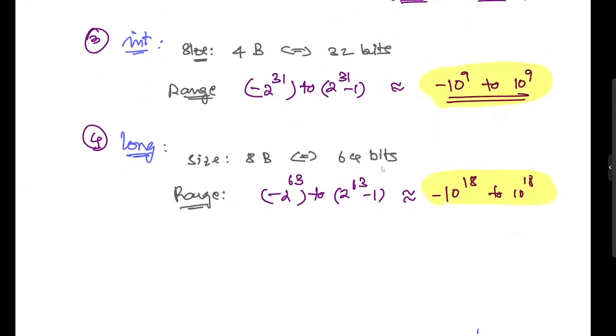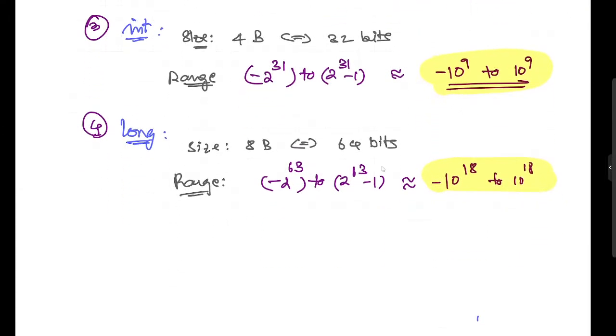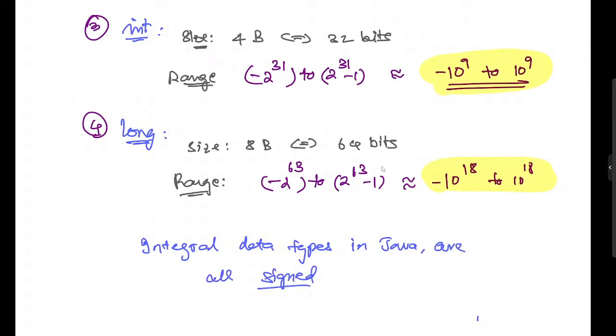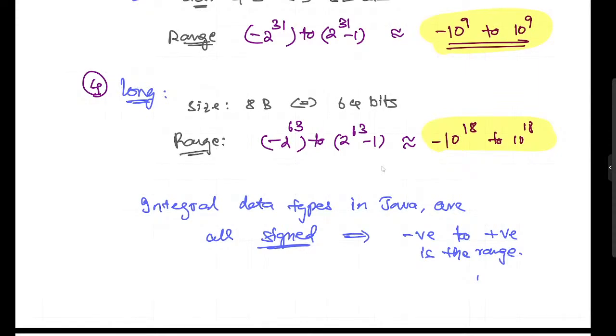And one more note that I want to make here is that all integral data types in Java are all signed. What do I mean by signed? Signed means that negative to positive is the range. In an unsigned data type, like in C and C++, we have unsigned as well.